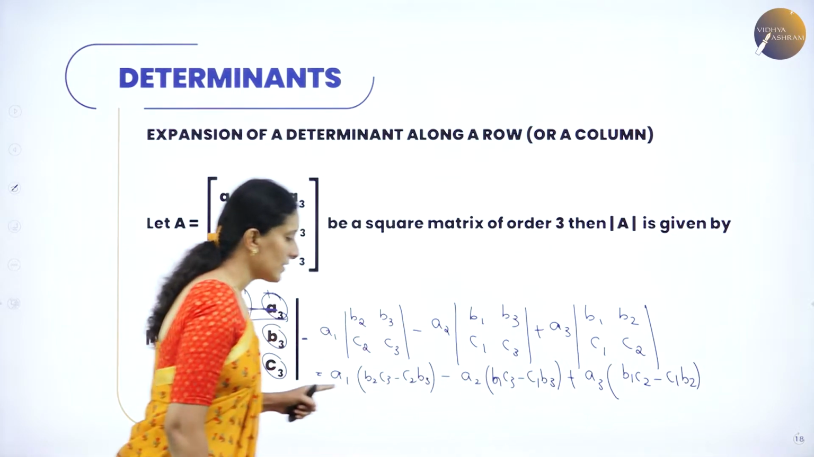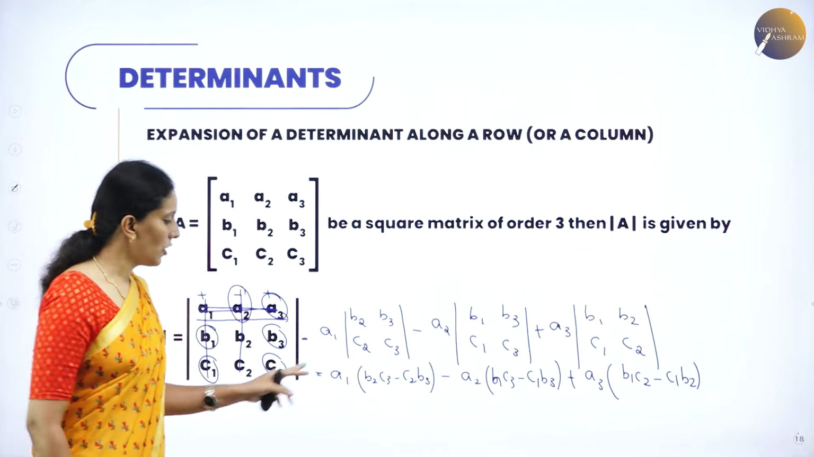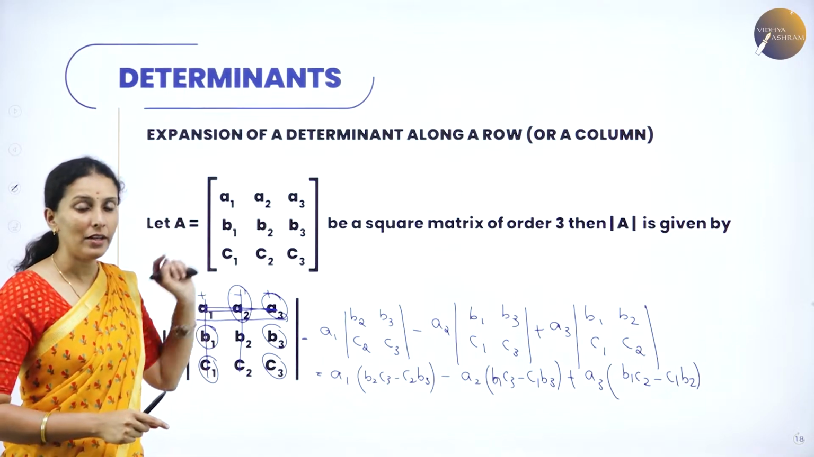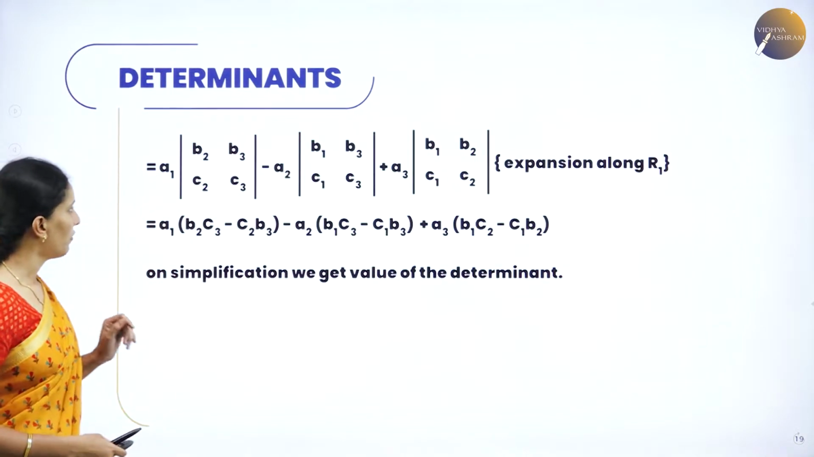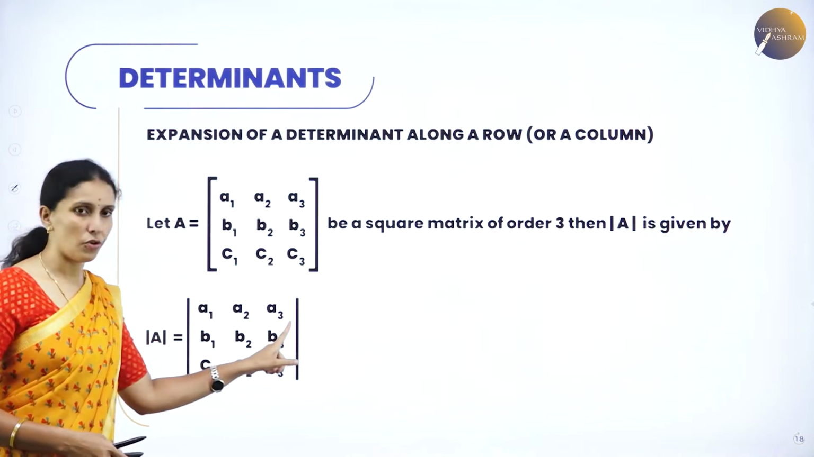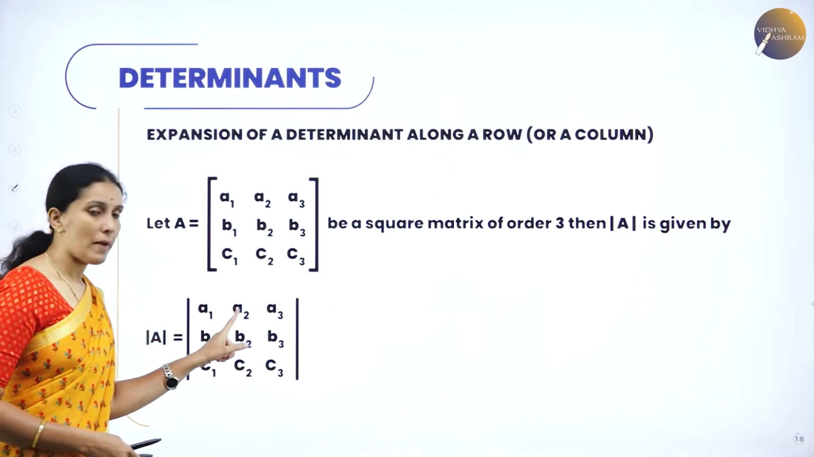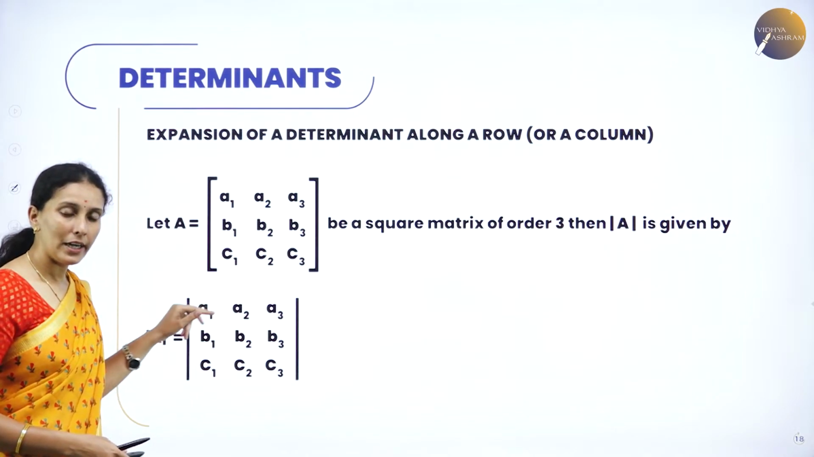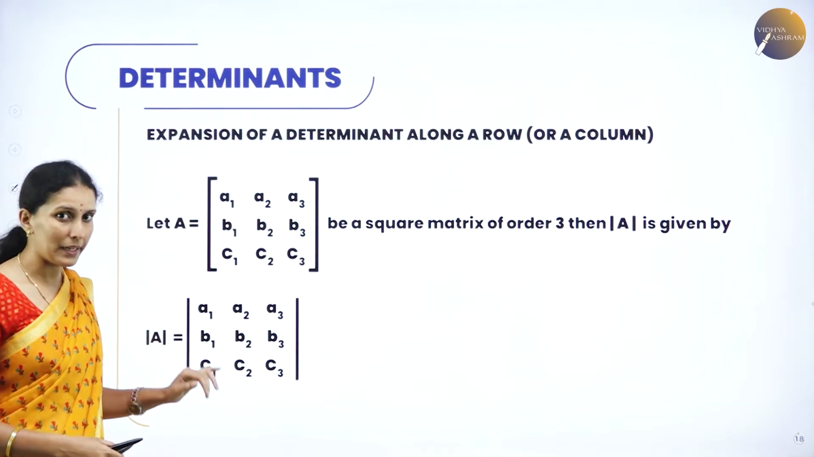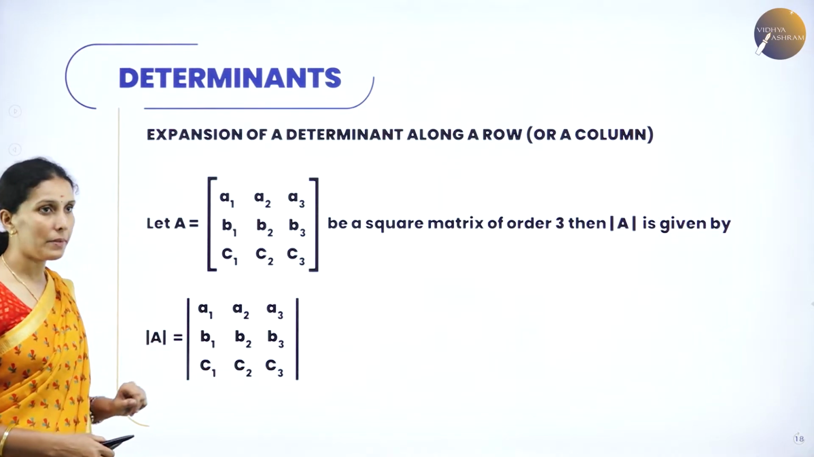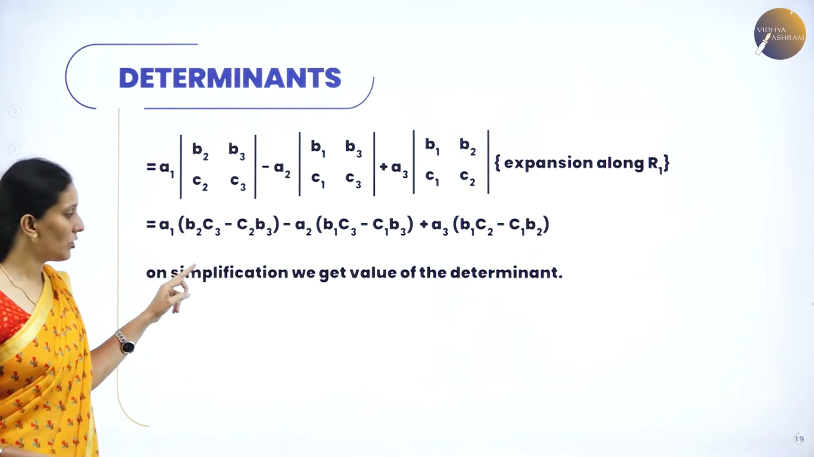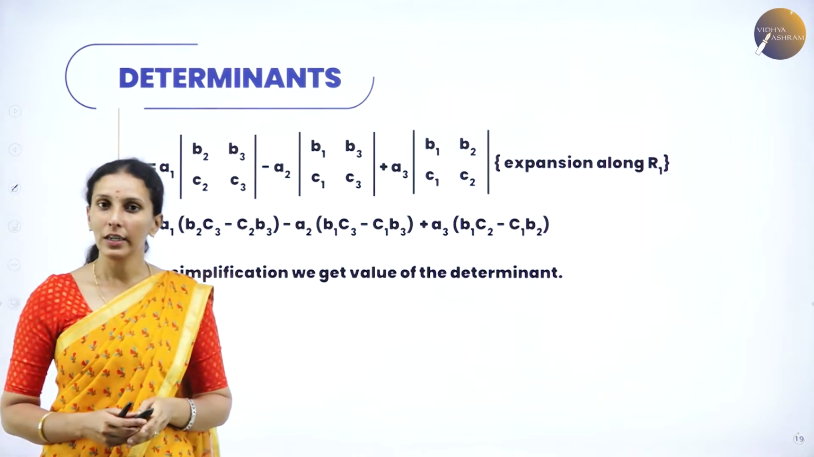If you solve this with the help of numericals, you will get a certain value. That is the value of the determinant for the given matrix. So for any matrix, if you take the expansion along the first row, we will take A1, minus A2 and A3. We will delete the row elements and column elements completely, and take the remaining elements in the form of the determinant and expand it. Thus, on simplification, we will get the value of the determinant.